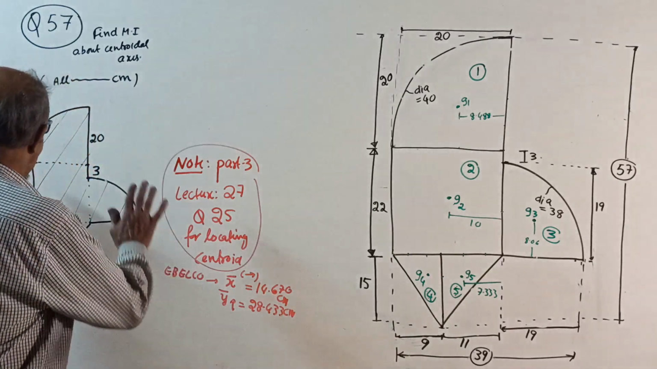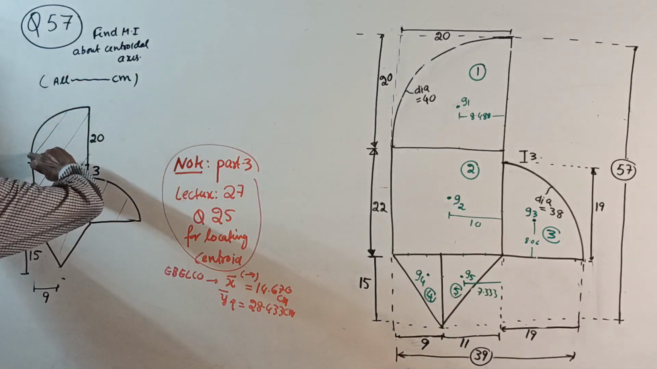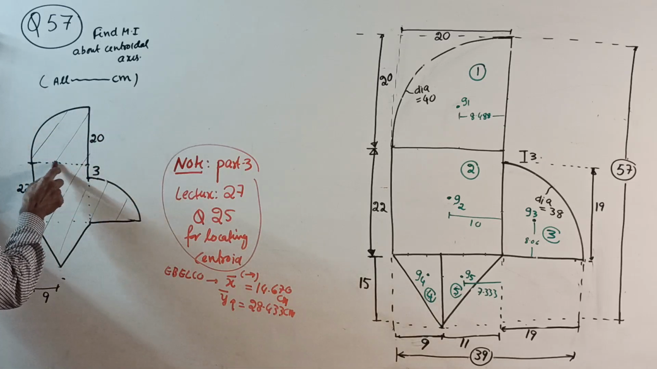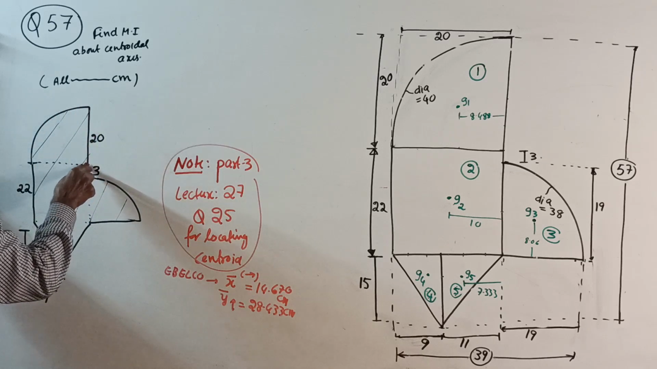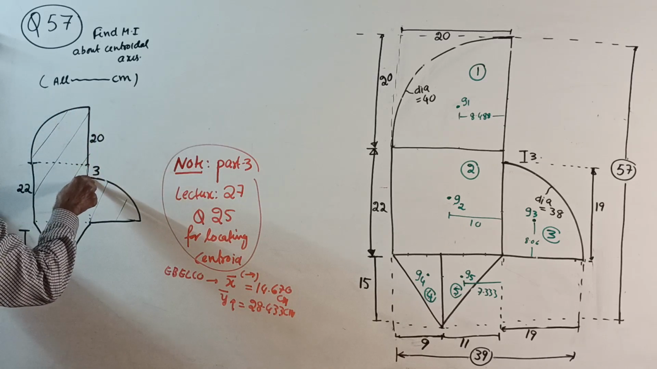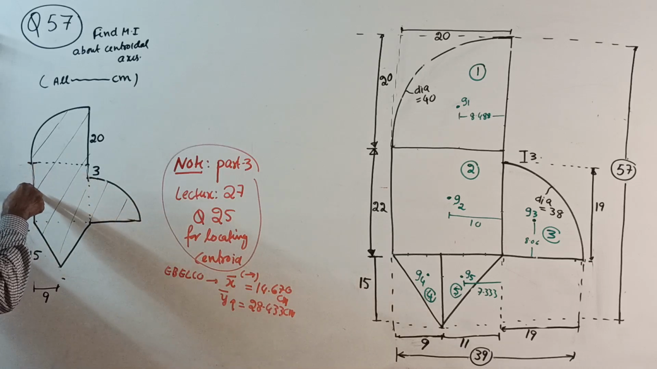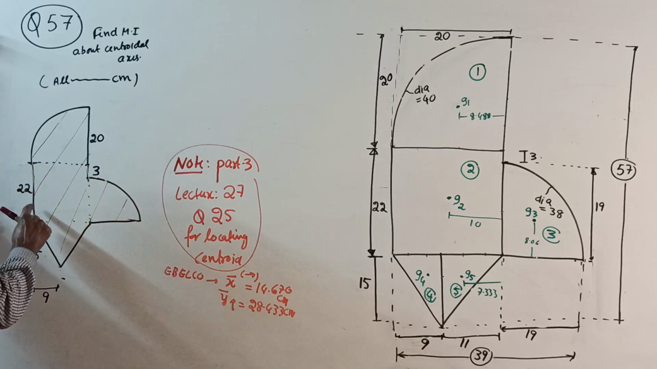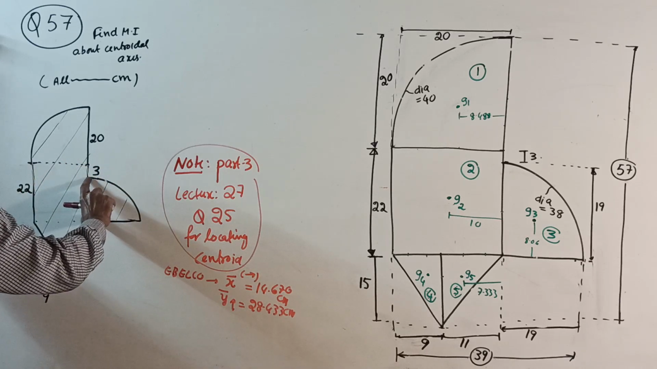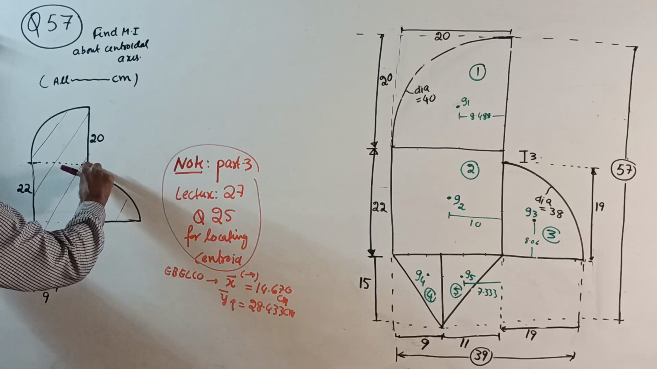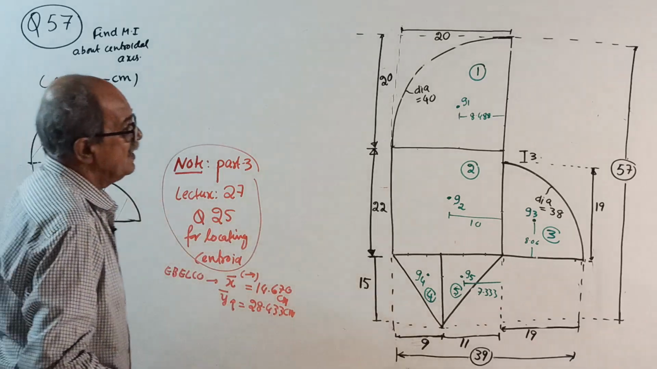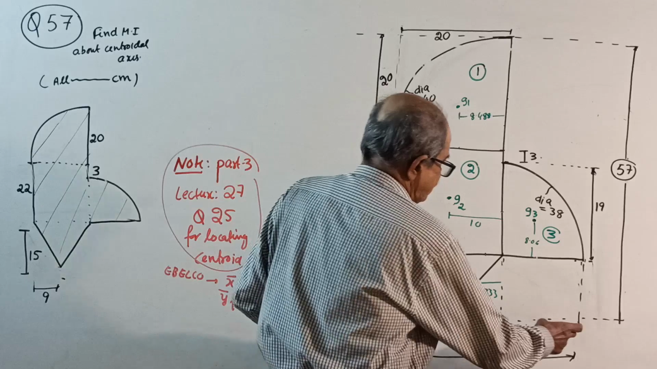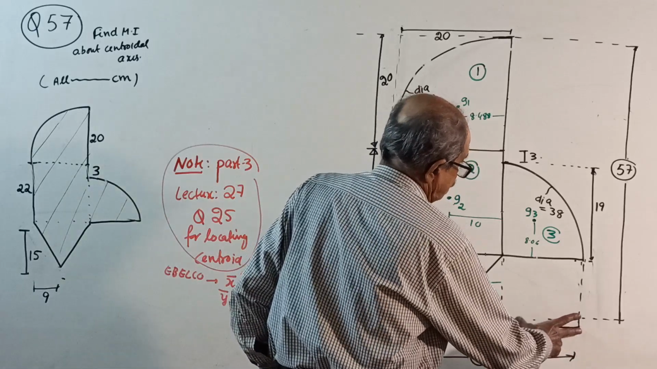Now this question, see, a quadrant of a circle with center here. Then once you draw this quadrant, from here come down by 3. Here come down by 22. Therefore, this will become 22 minus 3 equal to 19. If that is 19, this is also 19, not to scale, okay.